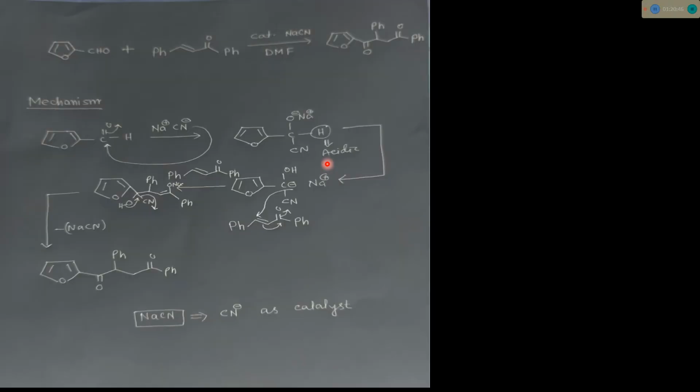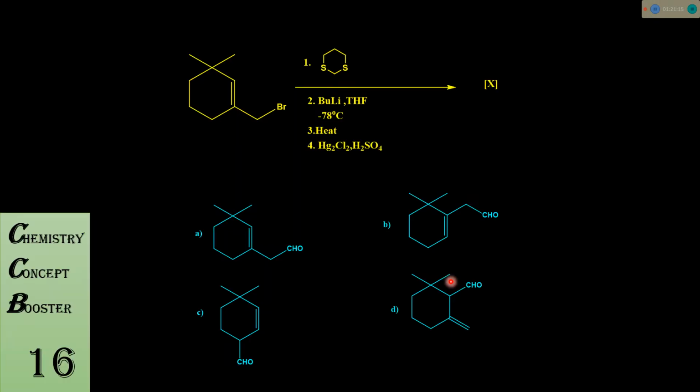One point has to be noted: CN minus does not attack the beta position of the alpha beta unsaturated carbonyl first. It attacks the carbonyl, the aldehyde, first. Aldehyde is more prone to nucleophilic attack. That's why the negative charge then attacks the alpha beta unsaturated carbonyl. Next, let's move to the last question, as the video is already 1 hour and 20 minutes.